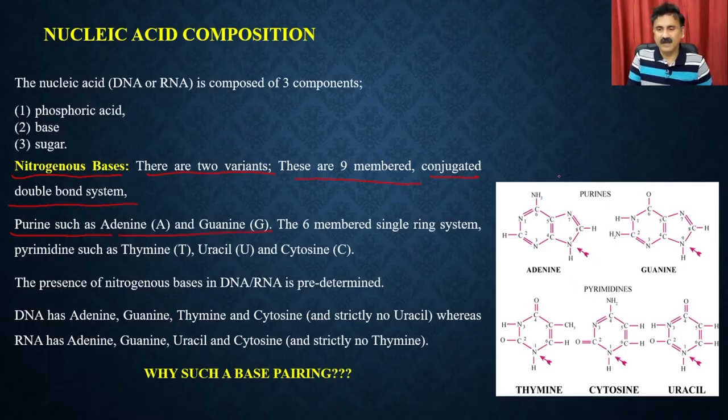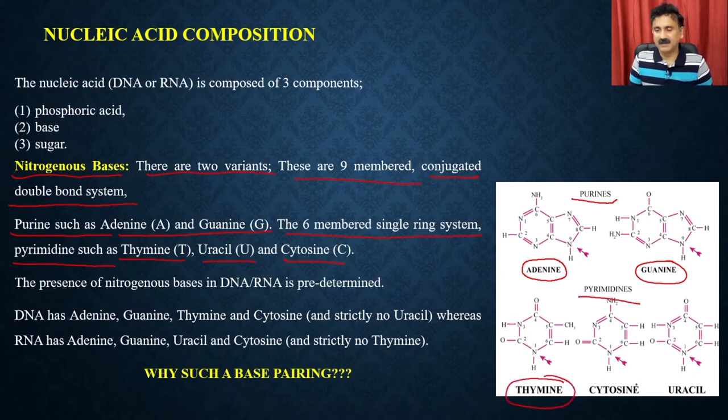So you have two different types of sugars and two different types of nitrogenous bases. The 9-membered conjugated double bond purines, such as adenine and guanine. What you see here is the structure of adenine and guanine, and these are the purines. Similarly, you have the 6-membered single ring system pyrimidines, such as thymine, uracil and cytosine. So this is the 6-member ring, single ring structure. These are double ring structures, and these are the pyrimidines, and you have the 3 pyrimidine bases: thymine, cytosine and uracil.